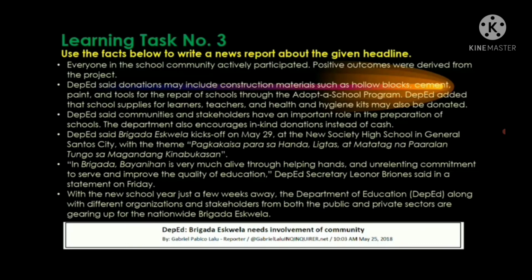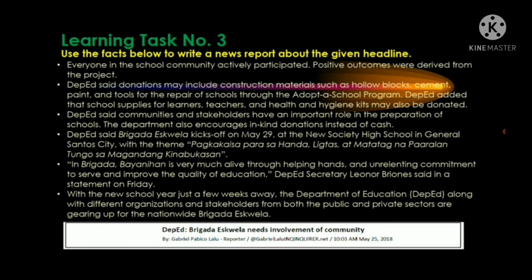Here is our learning task number 3. You may use the facts below to write a news report about the given headline. The headline is DepEd Brigada Eskwela Needs Involvement of Community. We have the headline and also we have the byline, which is by Gabriel Pabico Lalu.